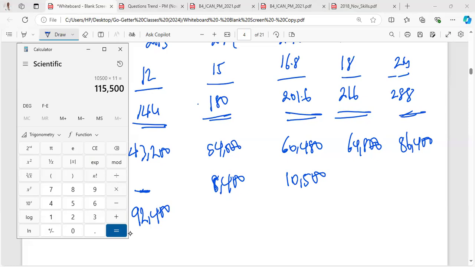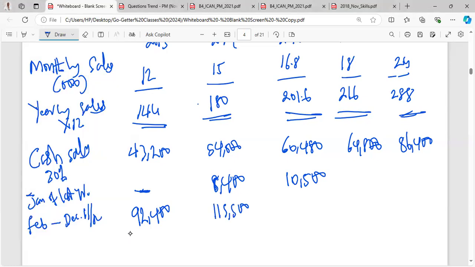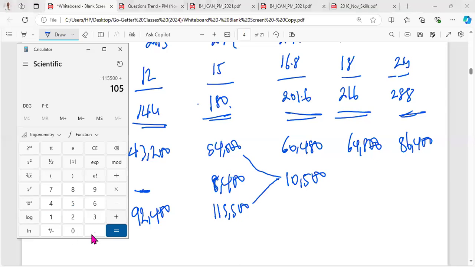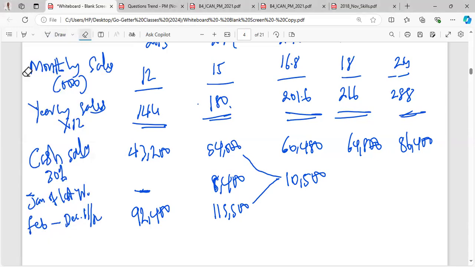115,500. So it means if we add this plus this, it will give us this. So let's try it. 115,500, we add 10,500, then if we add 54,000, that gives us the 180 we have here. Okay, so that's it. Let me leave it like this.